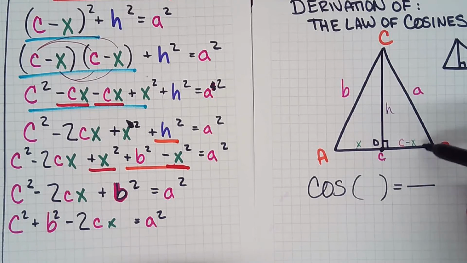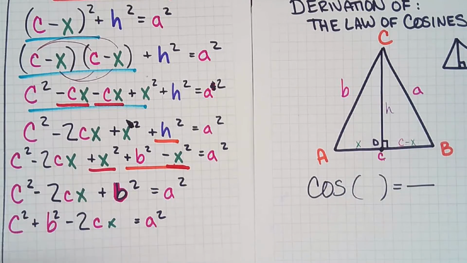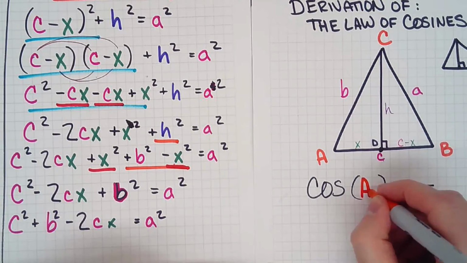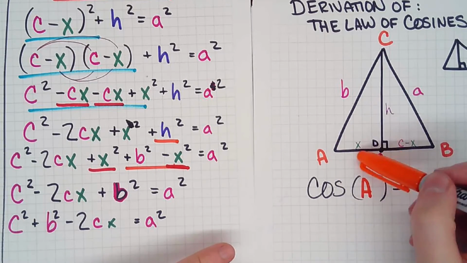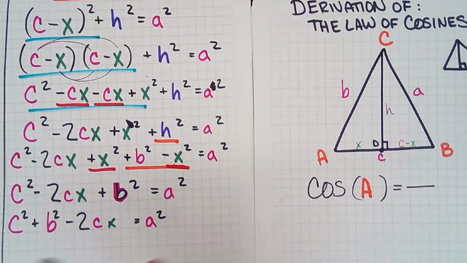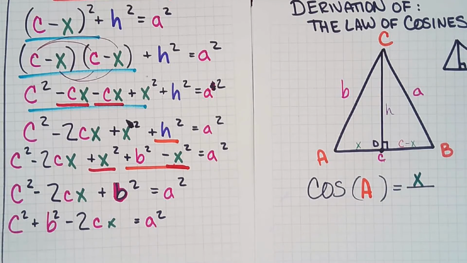If we did B, well, it's in this triangle, so the adjacent, cosine of B would get us this, tangent of B would get us this over this, and sine of B would get us h. That's not really going to help. But if we look at angle A, it has to do with x because they're in the same triangle. And we know the cosine of angle A is going to be x, the adjacent side, over the hypotenuse. So we have cosine of A equals x over b.